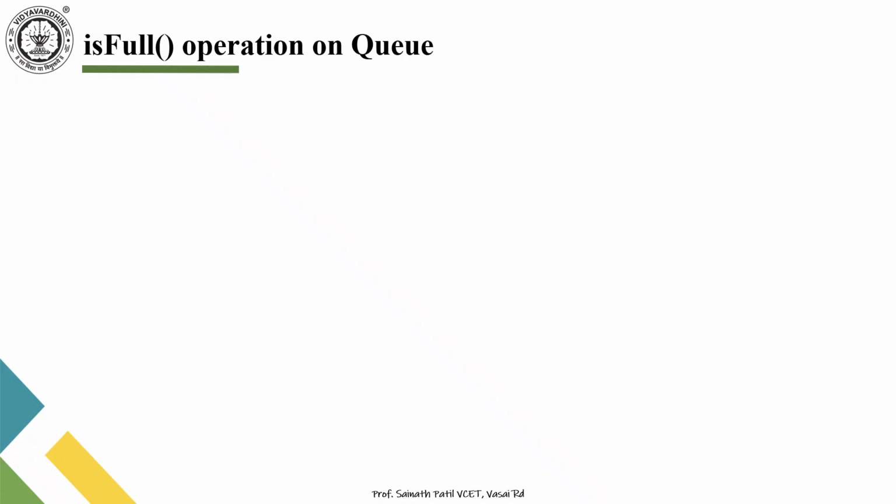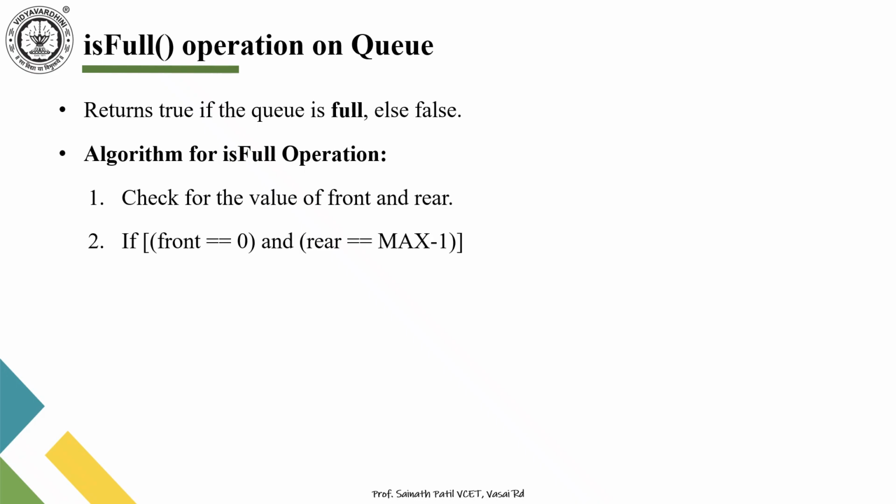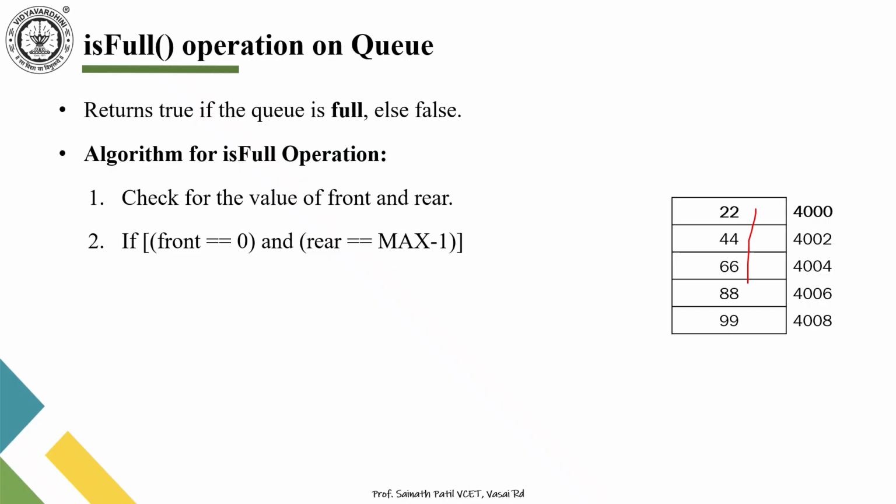Now, let's have a look at the is full operation or function. It is a bit different than that of the linear queue. It will return true if the circular queue is full, or it will return false. So the algorithm is that, in case of circular queue, we check the value of front as well as rear. If front is equal to 0 and rear is equal to max -1, that means the situation is like this. So in this case, the queue is full.